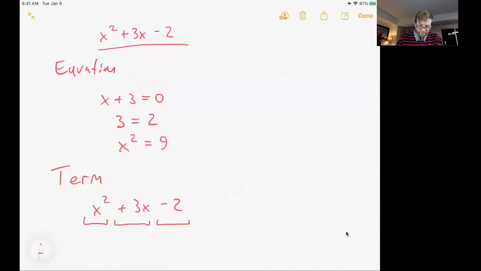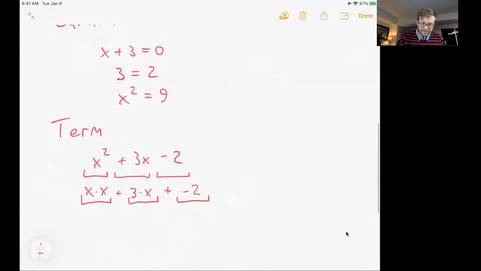For example, let me just show you. This is x times x. Those things are multiplied together, and they form one term, and then we add that to the term 3 times x. Those things are multiplied together. And then we can even say we add this to the term -2, okay? So terms are summed up. They're added together, okay? We have 3 in this expression.